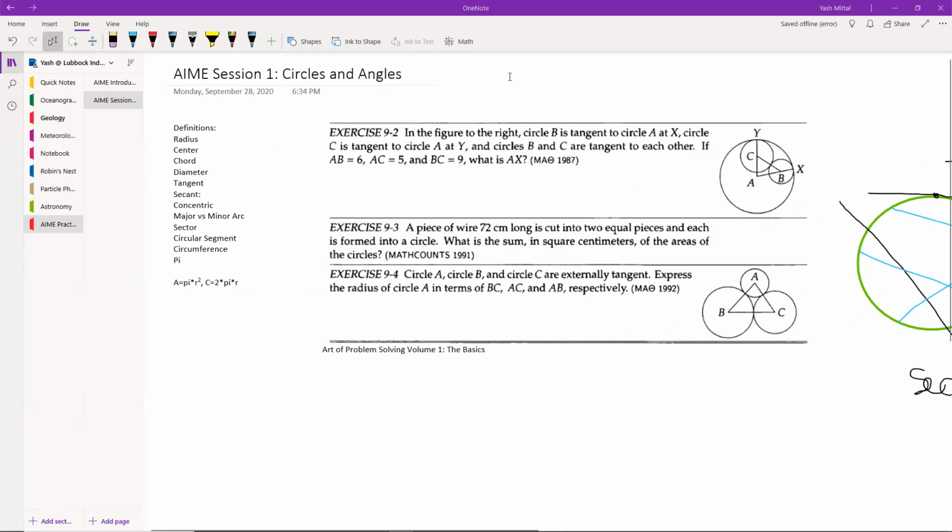A secant is generally just a line that crosses a circle. The chord itself is essentially the part that is contained within the circle. So yes, you're technically right in saying that a secant is longer than a chord.